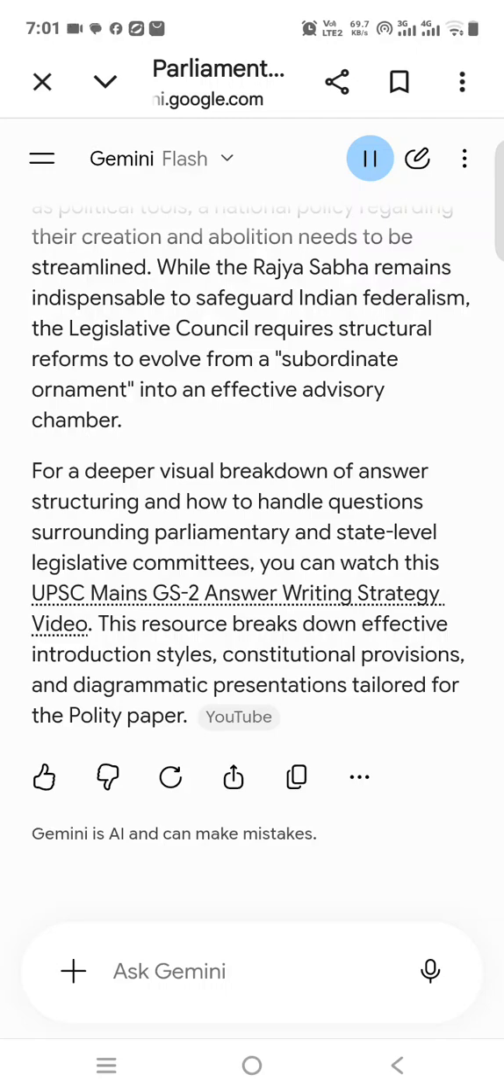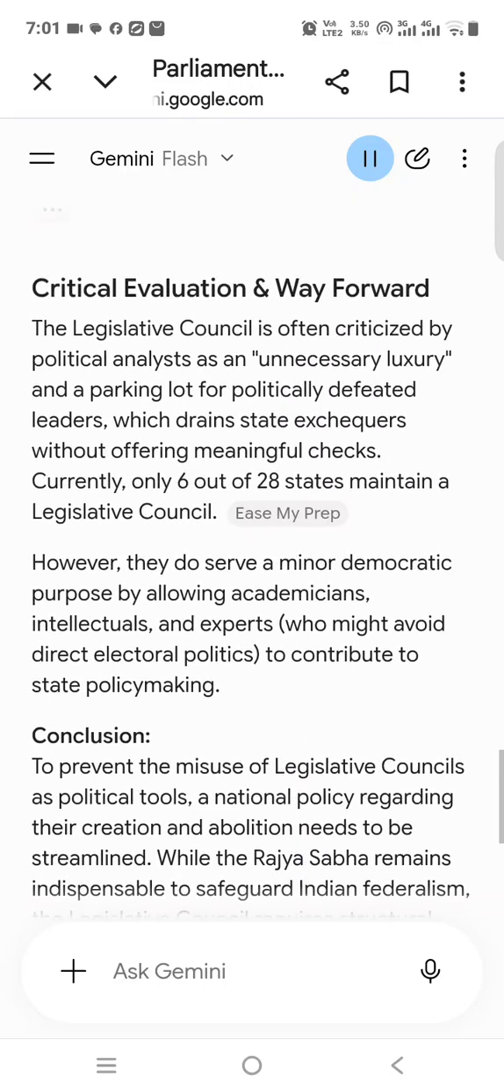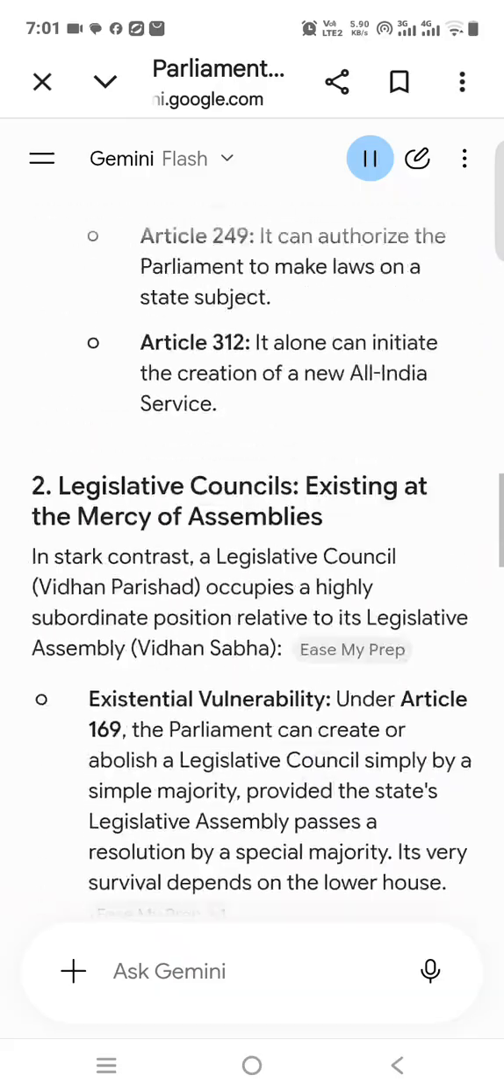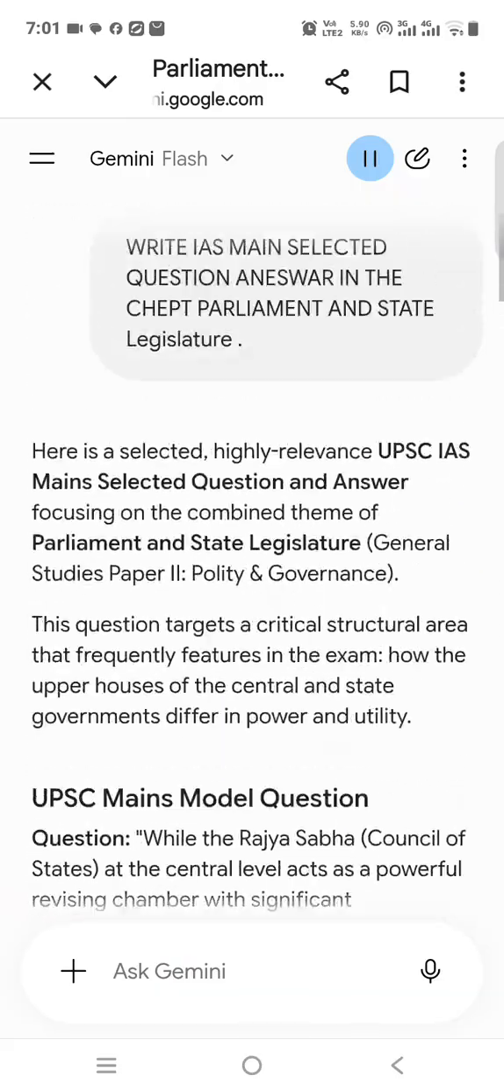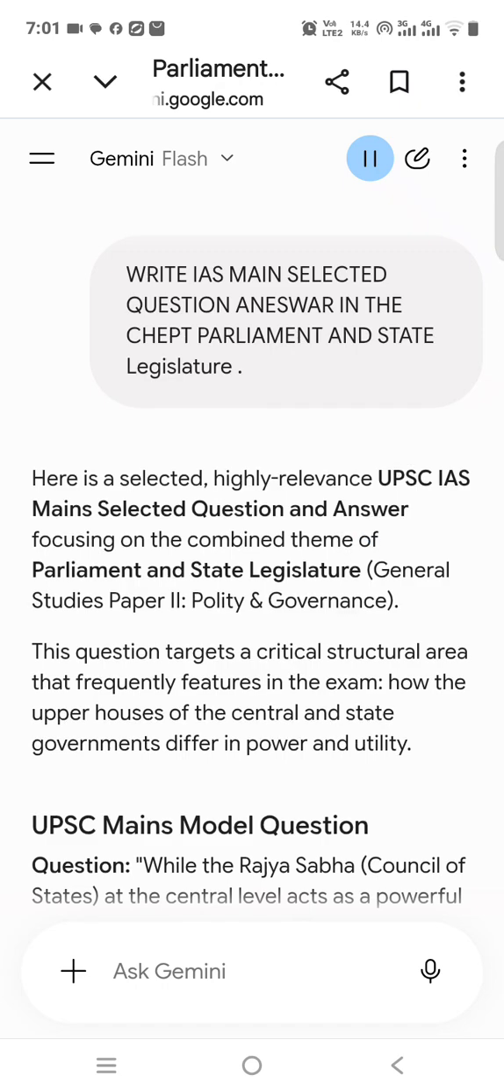State Legislature, General Studies Paper 2, Polity and Governance. This question targets a critical structural area that frequently features in the exam: how the upper houses of the central and state governments differ in power and utility. UPSC Mains Model Question. Question: while the Rajya Sabha, Council of States, at the central level acts as a powerful revising chamber with significant constitutional powers, the legislative councils, Vidhan Parishads, at the state level exist largely at the mercy of the legislative assemblies. Critically analyze.